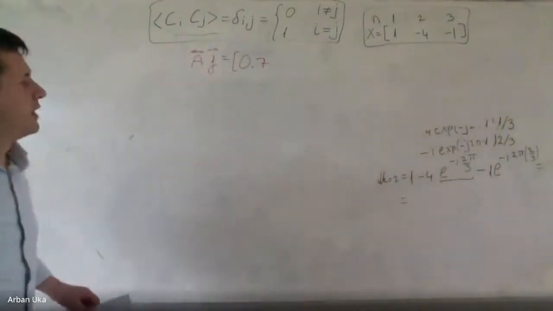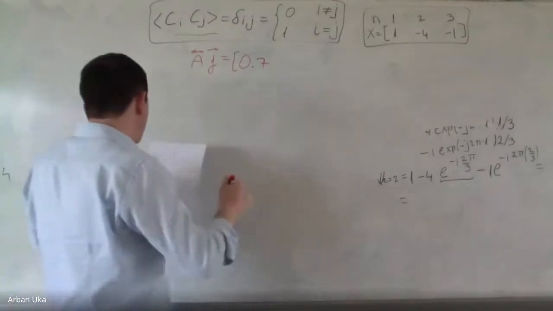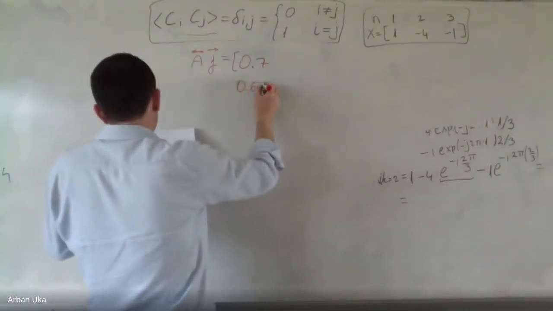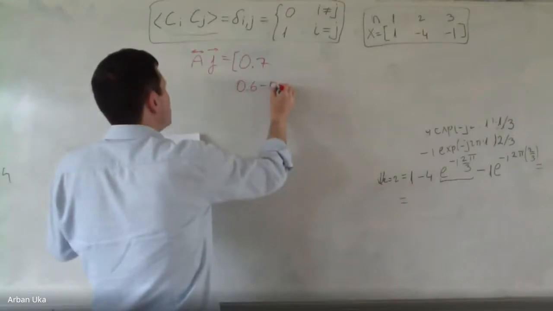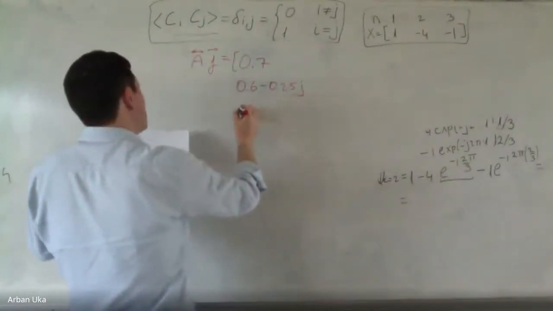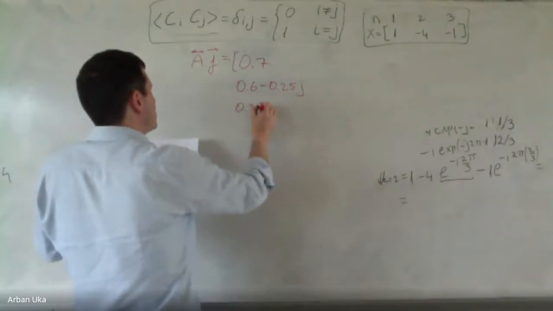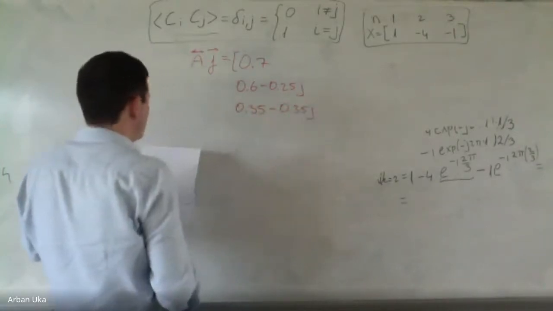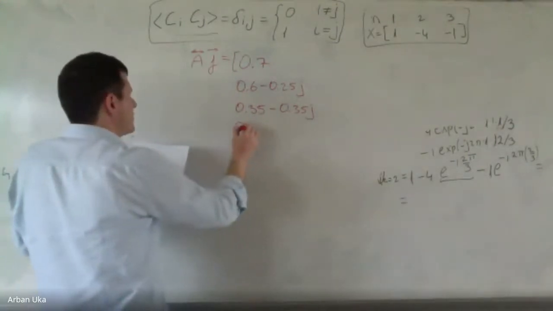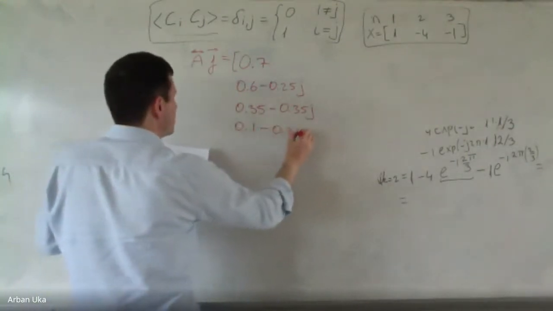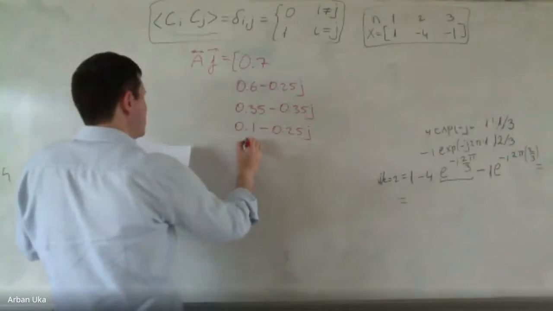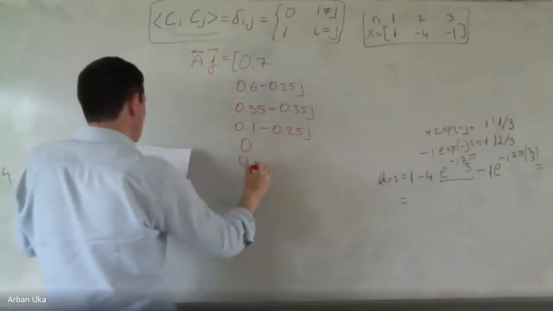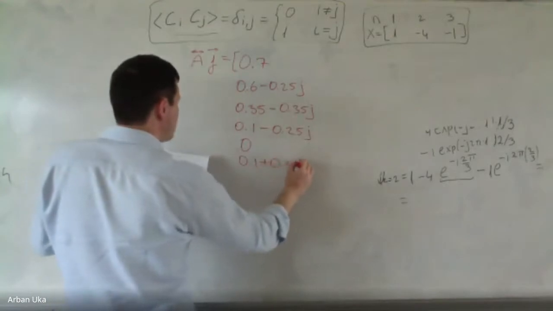And so everything comes now from the matrix multiplication. This is 0.7. Then we get 0.6 minus 0.25j. Then we get 0.35 minus 0.35j, that's the other element. We get 0.1 minus 0.25j. We get a 0 here, okay? And then we have 0.1 plus 0.25j.